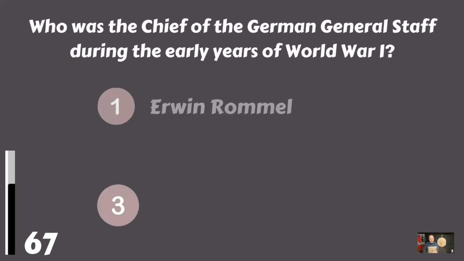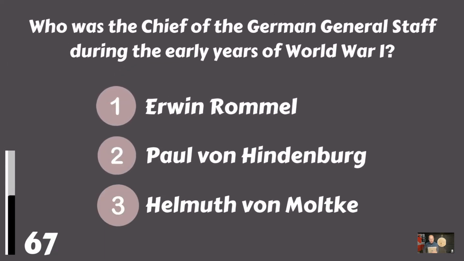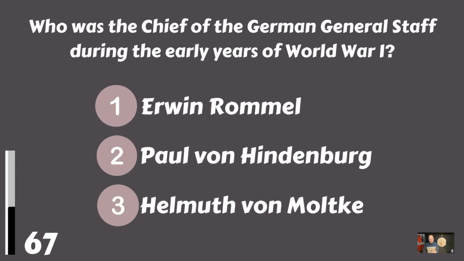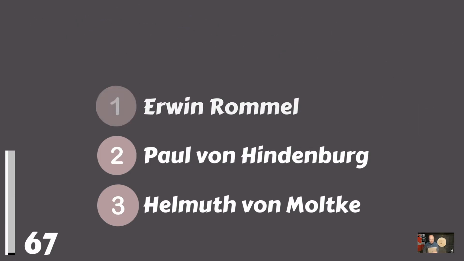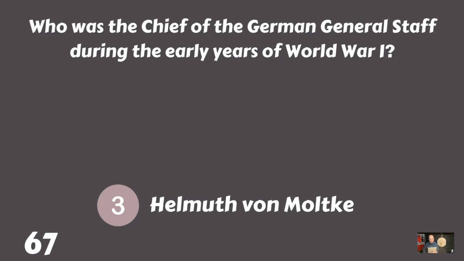Who was the chief of the German General Staff during the early years of World War I? Was it Erwin Rommel? Was it Paul von Hindenburg? Or was it Helmut von Moltke? During the early years of World War I, the German leader was Helmut von Moltke.